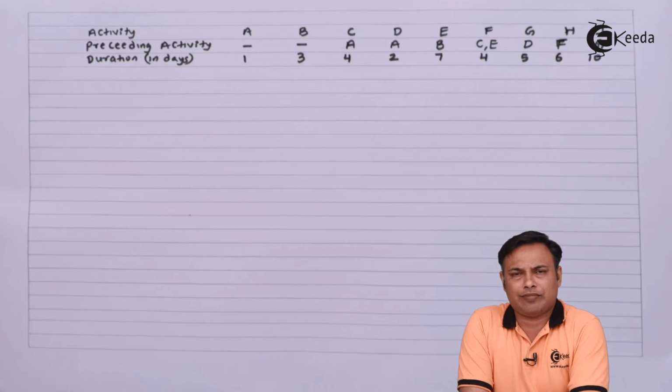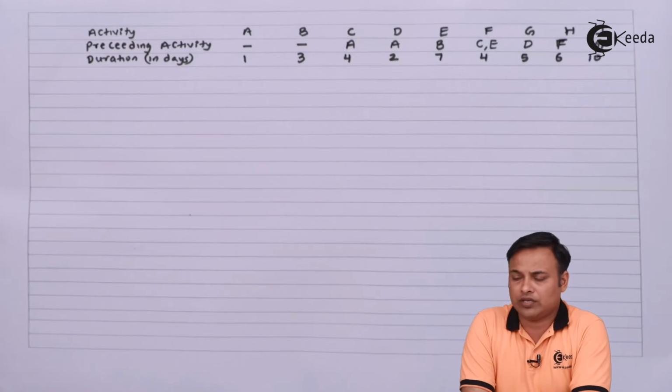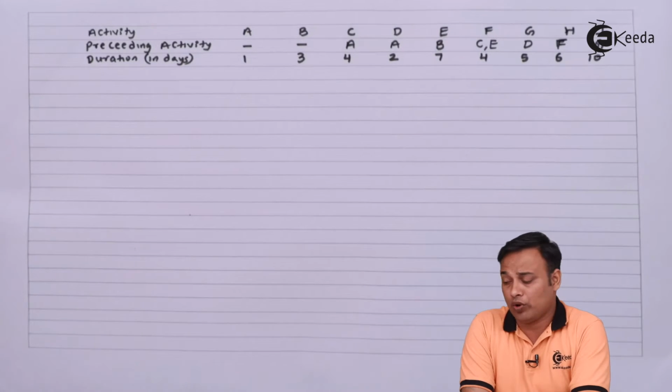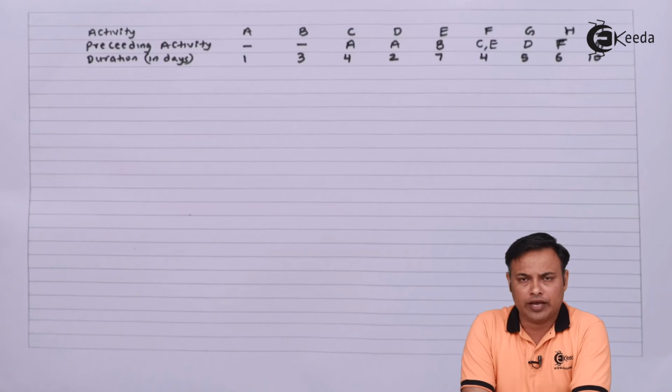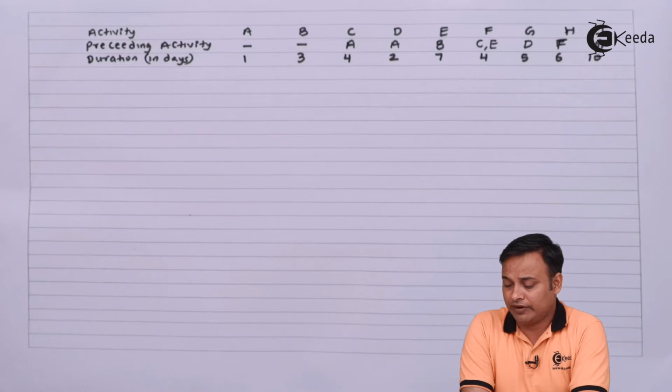Now this is the last example based on the time estimates, and then we'll talk about something called floats at a later stage. Now this is a bigger version where I have taken activities A to I. So there are almost more than 8 to 10 activities, and we have the preceding activities and the duration for each of the activities in days.